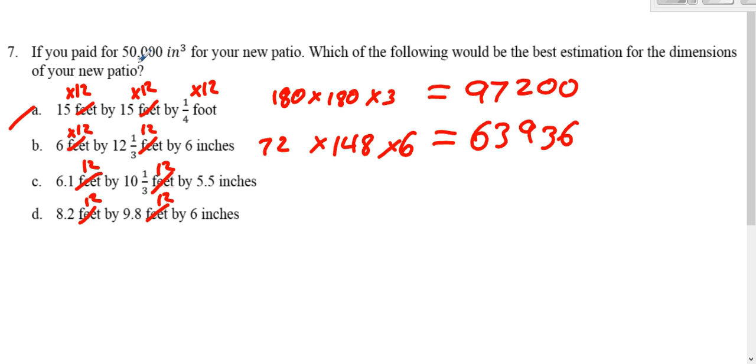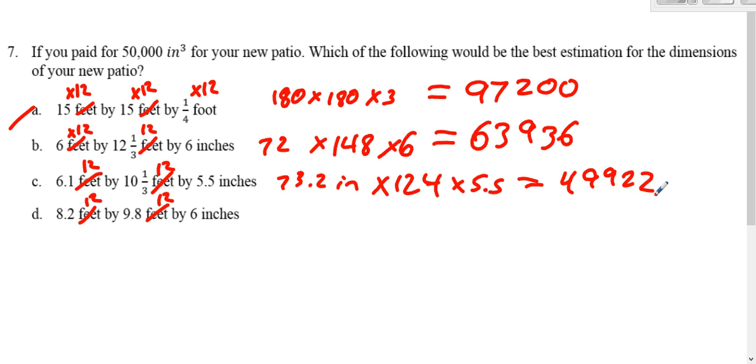6.1 feet, so 6.1 times 12 is 73.2 inches. 10 and 1/3 times 12 is 124. Then by 5.5 inches, multiply that out, 73.2 times 124 times 5.5 is 49,922.4. That's pretty close.